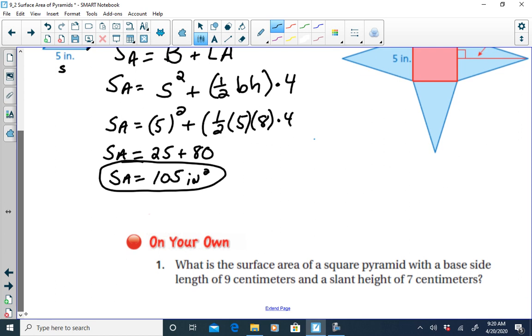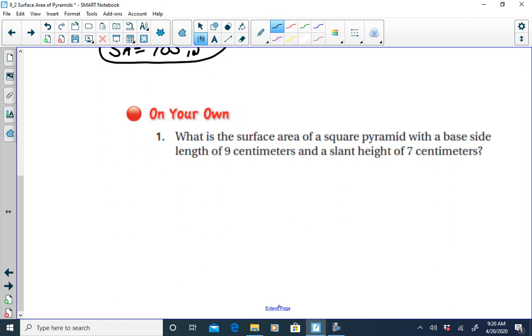Alright, so let's look at this next example here in words. It says, what is the surface area of a square pyramid with a base side of 9 centimeters and a slant height of 7? Alright, well, our surface area is going to be equal to capital B plus LA. Capital B is the base area, LA is the lateral area. Surface area is going to be equal to, well, what's the base area? Well, the base is a square and those sides are 9, so that's going to be 9 times 9, or 9 squared for the area of the base, plus the lateral area.